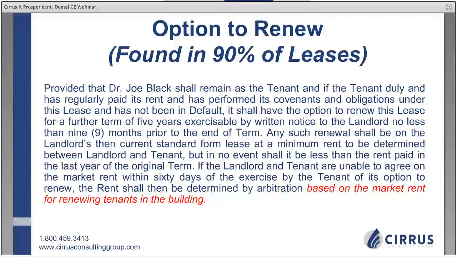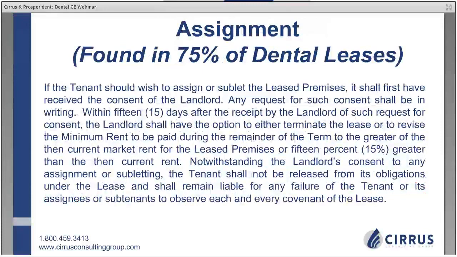And it goes on to say that if you and the landlord are unable to agree on a rental rate, you do have the ability to go through arbitration, meaning you hire an arbitrator and they hire an arbitrator. However, the arbitration will be based on the market rent for renewing tenants in the building. In other words, it doesn't make a difference what everyone in the area is paying. What matters is only specifically what people in your building are paying, which poses a whole long list of challenges for you if you want to negotiate better rental rates with your building.